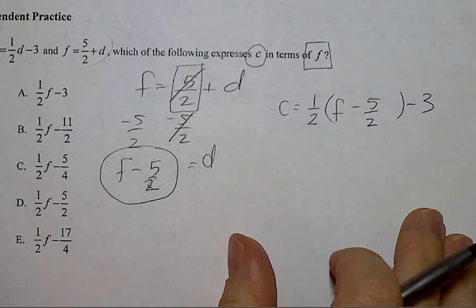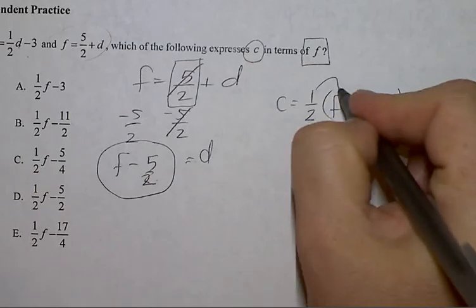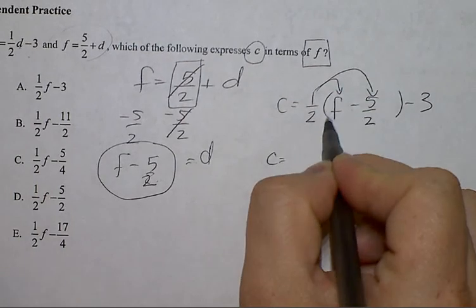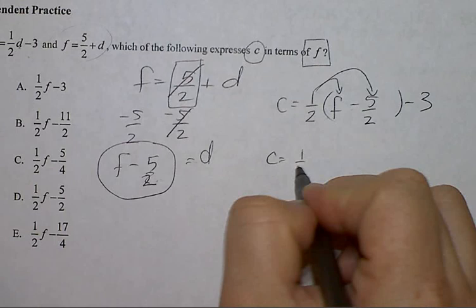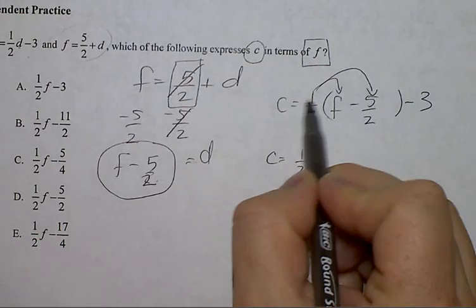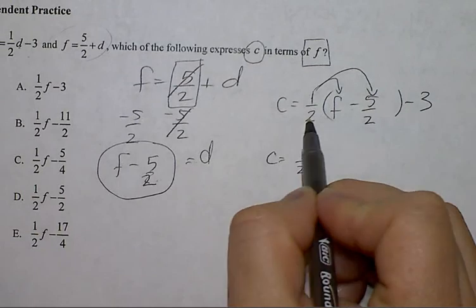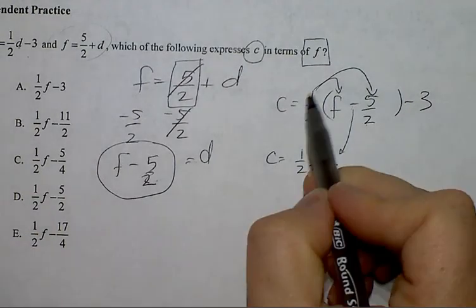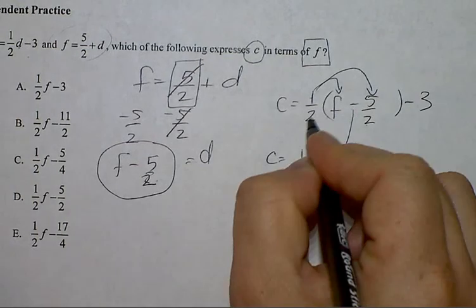I'm going to distribute the 1/2 to the items inside the parentheses. 1 times 1/2 is 1/2 F. And now I'm going to take 1/2 times 5 halves. To do that, I'm going to multiply the numerators and multiply the denominators, carrying the negative sign down. 1 times 5 is 5. 2 times 2 is 4.